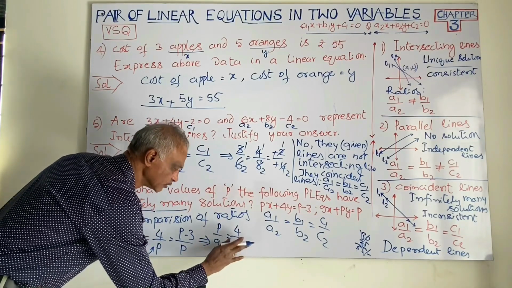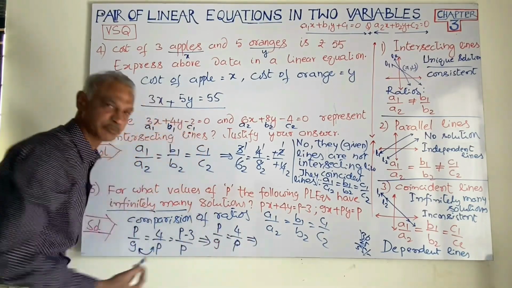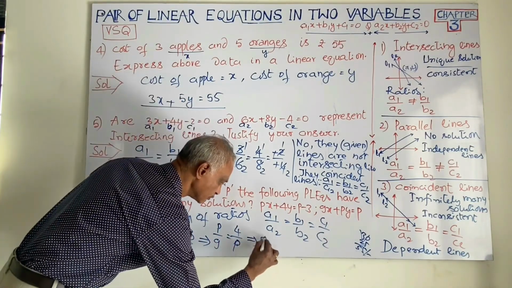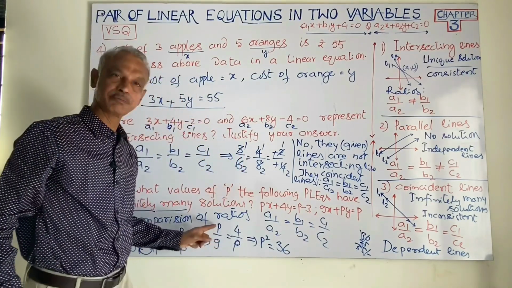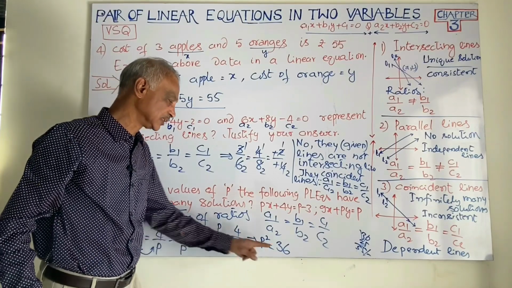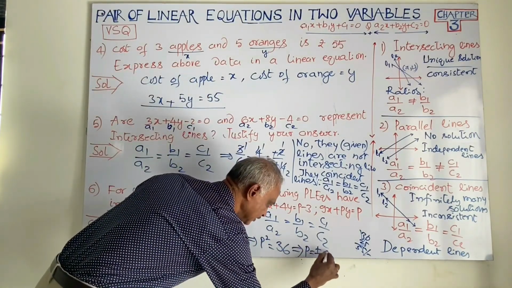Cross multiplying, P into P, P square is equal to 36. So P square is equal to 9 4s are 36. What is the value of P? P is equal to plus or minus 6.